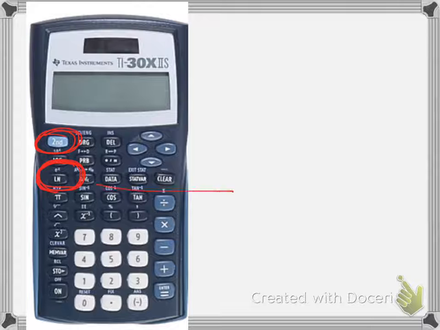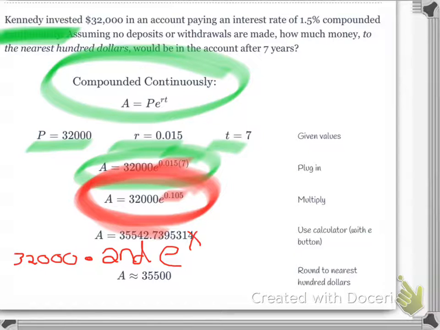But do you guys see the e to the x is right there? Okay, so you're going to hit the second button, the e to the x, and then you're just going to type 0.105, and then hit enter, and you should get your answer here. So if I were you guys, before you even start your Delta Math assignment, I would make sure that you go through these two examples and make sure you're getting the same number that this is getting.